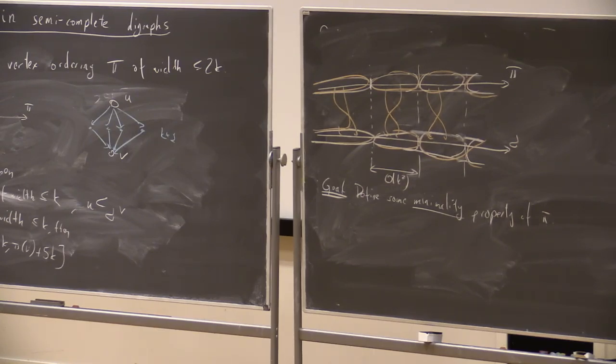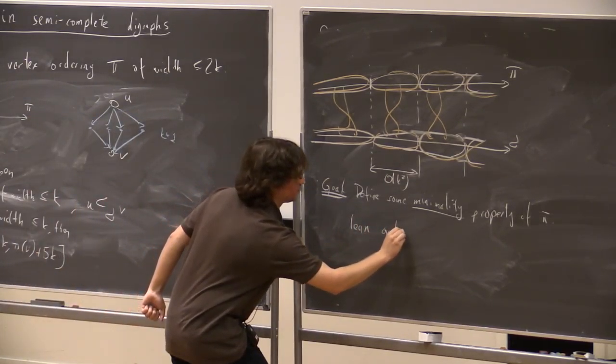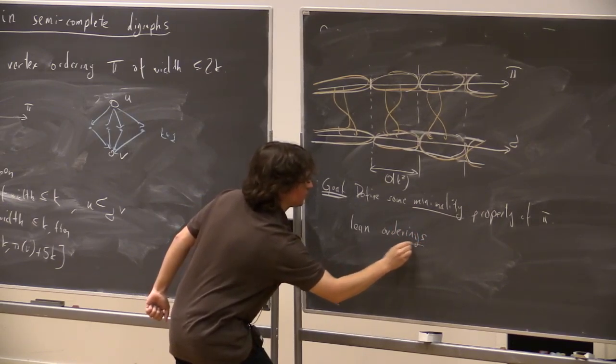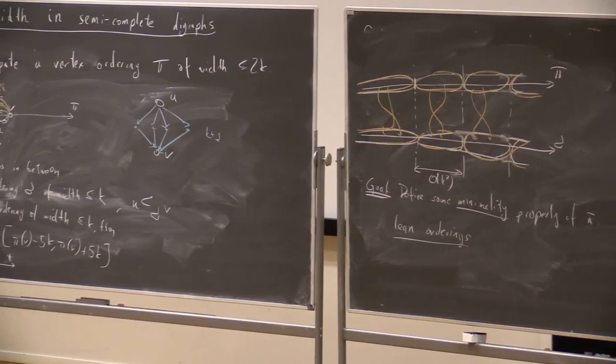This minimality property about different width orderings is known already in combinatorics and was used for quite some years. It's called leanness. We will assume that the ordering pi is lean. You can also see this notion as linked orderings or linked tree decompositions. These are the same as lean tree decompositions. So let me now define this concept. I guess this board can go.